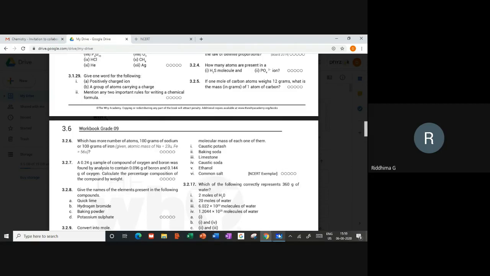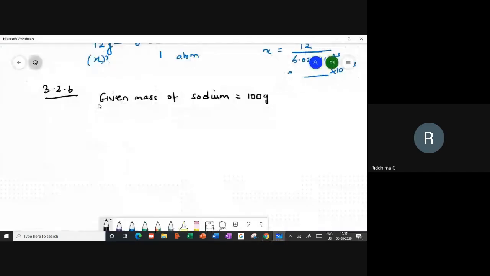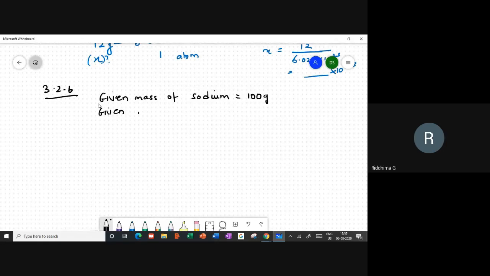So in the first step, what will you do? Okay. So here they have given you mass. So I'll write it like this. Given mass of sodium is 100 grams. Correct. And iron also is the same. Correct. Yeah. And given mass of iron is also 100 gram. Correct. So now this is what is given.